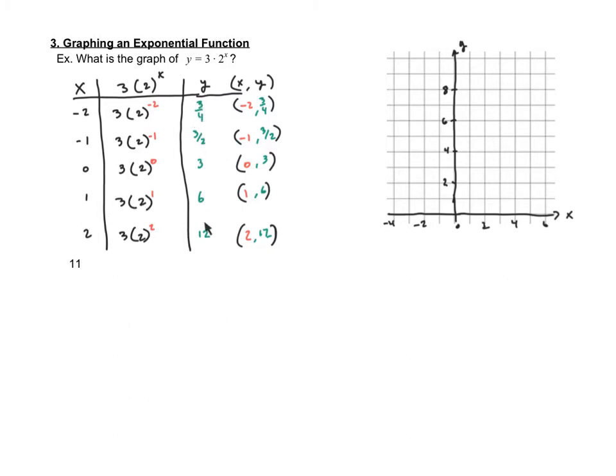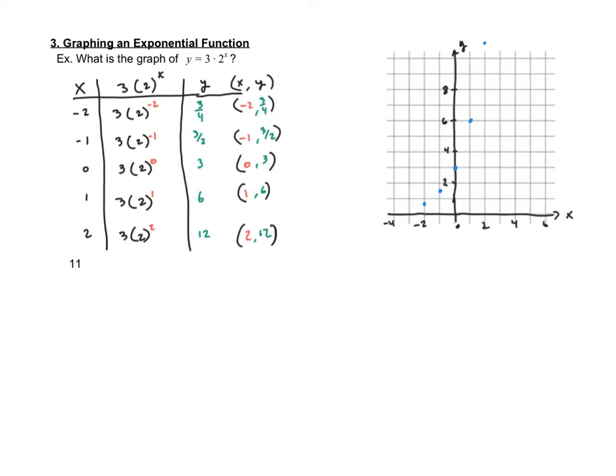I've come up with my outputs, and I've created my ordered pairs here, so I'm going to go ahead and graph those. So graphing, when x is -2, it looks like y is going to be 3/4. When x is -1, y is going to be 1.5. When x is 0, y is going to be 3. When x is 1, y is going to be 6. And then when x is 2, y is going to be 12, which is approximately up there, but you get the idea.